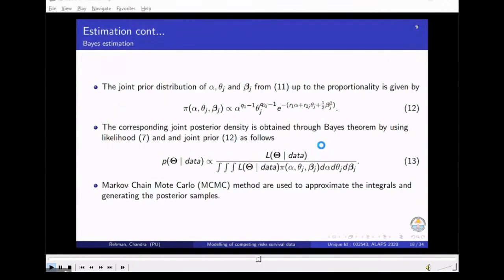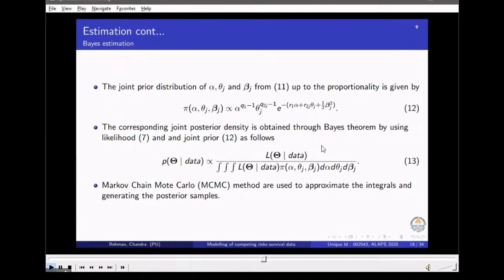To obtain the joint posterior distribution, we use the Bayes theorem through equation 13, and it is observed that the expressions of the joint posterior densities are not in explicit form, so we use the MCMC method to generate the posterior sample.